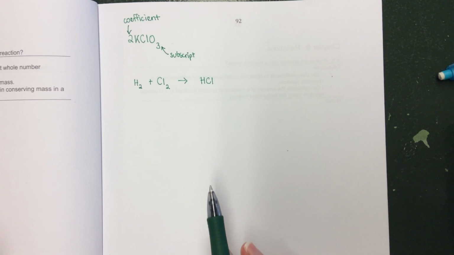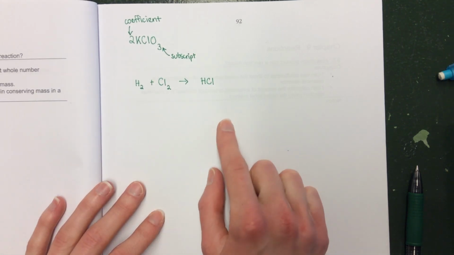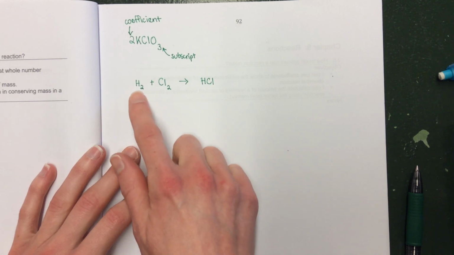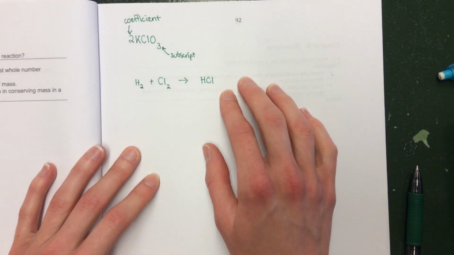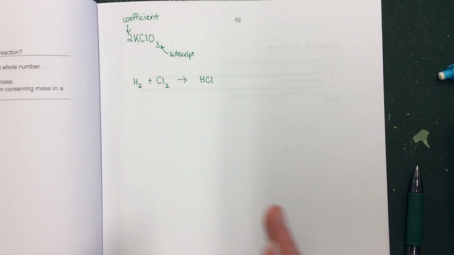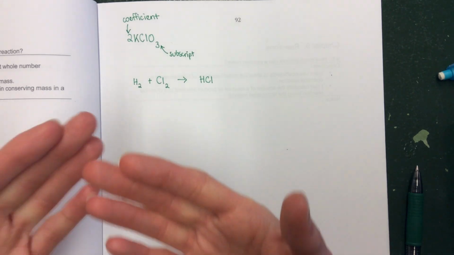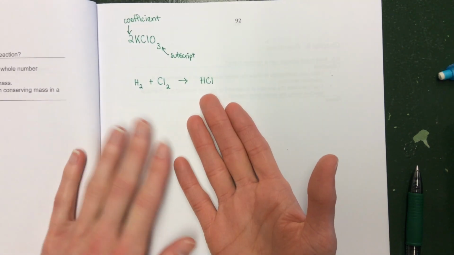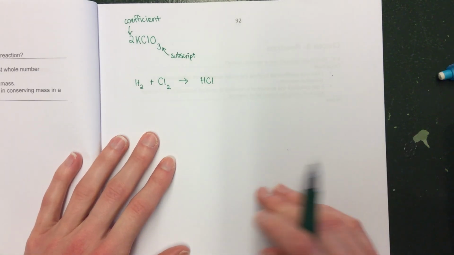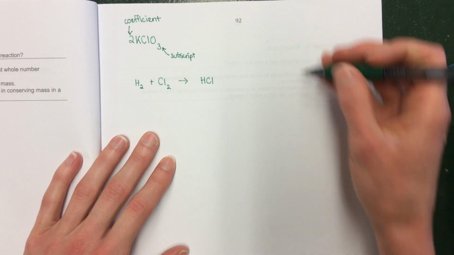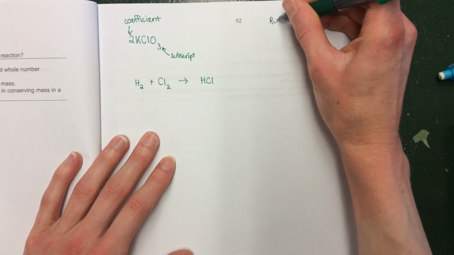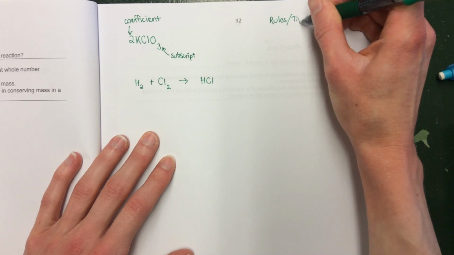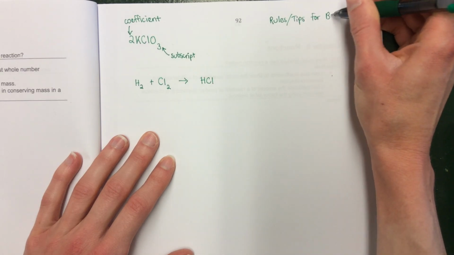So right now, the way this is written, this disobeys the law of conservation of mass, because the law of conservation of mass says that atoms can't be created or destroyed in a reaction. And right here, it looks like an H and a Cl are just disappearing. But that can't be what is happening. So we have to balance this equation to make it obey the law of conservation of mass. There are a couple of things you want to remember when you're balancing an equation. So we're going to write rules and tips for balancing.